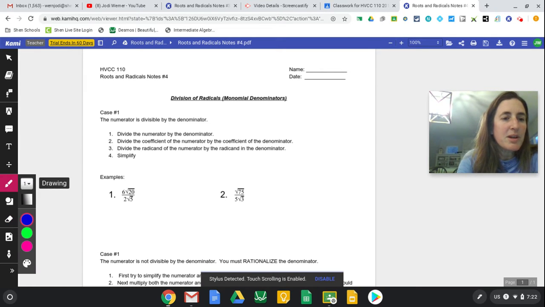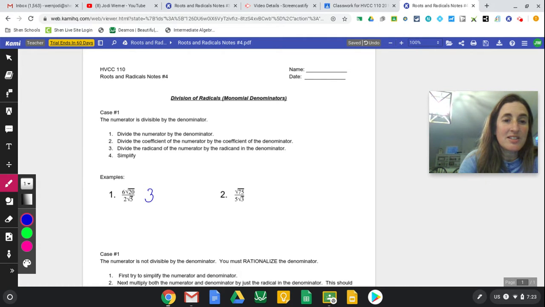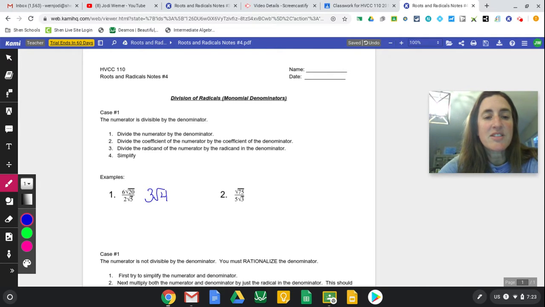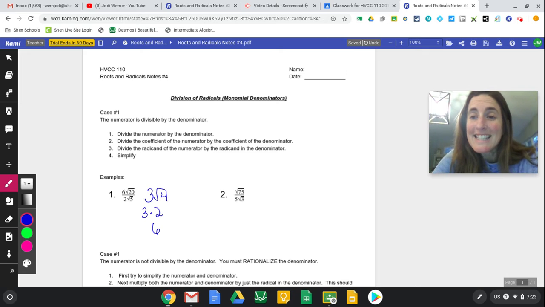Oh, I have to use the pen. It divides in there 3 times. Now, does 20 divide by 5? Sure does. It goes in 4 times. So see how that's 3 radical 4. We know that radical 4 is not simplified, so that's really 3 times 2, where the whole answer to that problem is 6. Poof, the radicals went away.